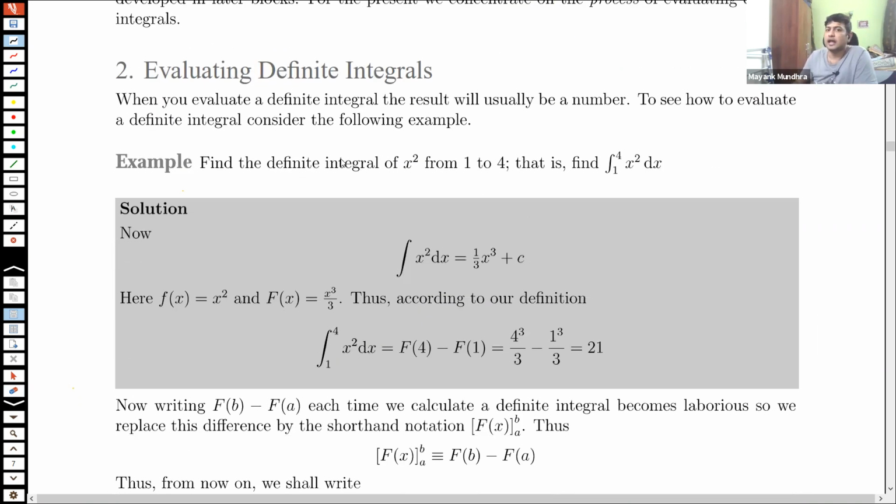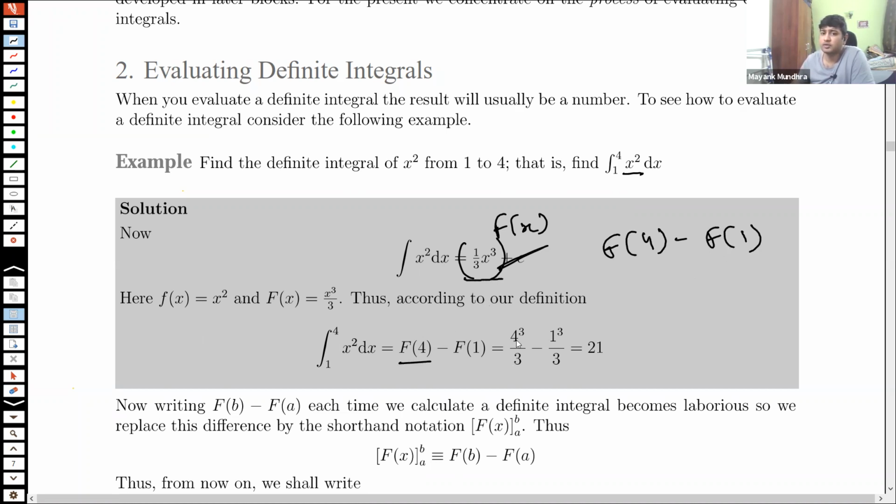So how do I calculate a definite integral? In order to calculate a definite integral, first I have to evaluate the integral. So suppose I want to integrate x square from 1 to 4. Integrating x square, I know is 1 by 3 x cube plus c. But this c is not going to play any role, so I'm going to eliminate it anyway. And this is my function capital F of x. So the integration from 1 to 4 is just capital F of 4 minus capital F of 1.